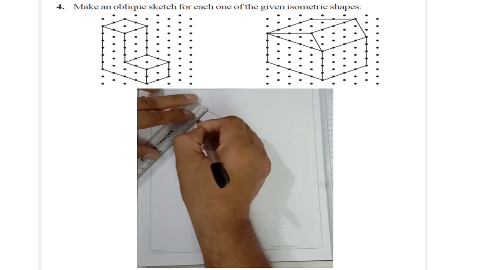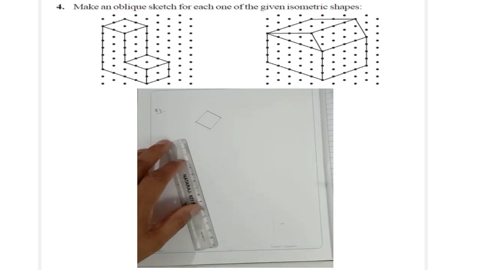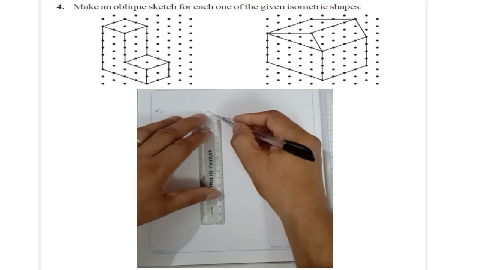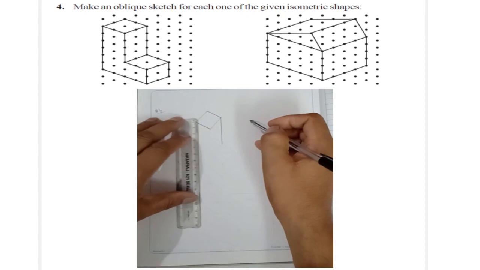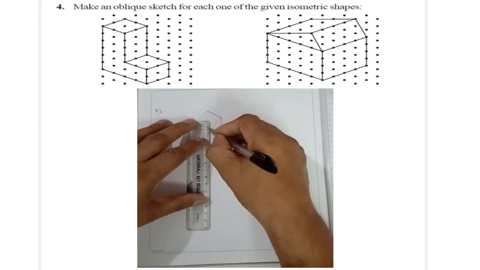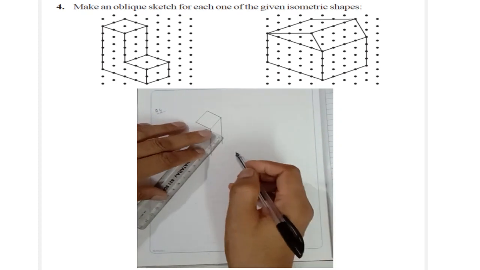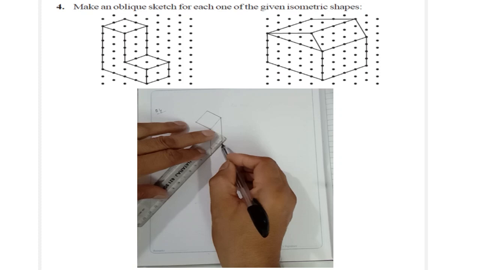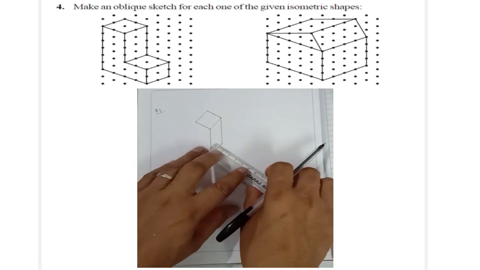It is 2 centimeter. Now this is 1, 2, 3, 4 centimeter. From here you have to draw 4 centimeter. Again from here 4 centimeter. Then join this, it is 2 centimeter. Then again this is 2 centimeter.